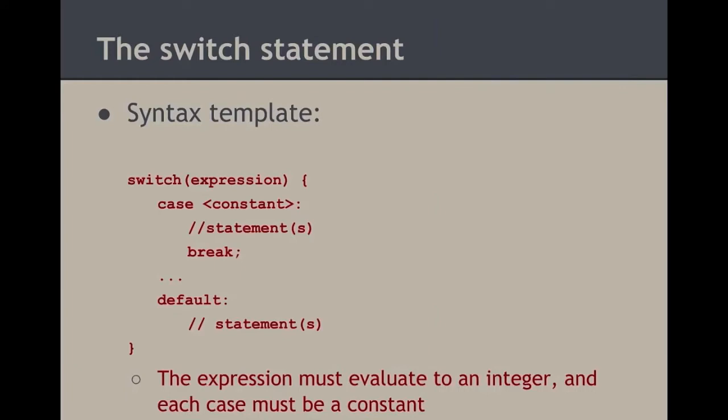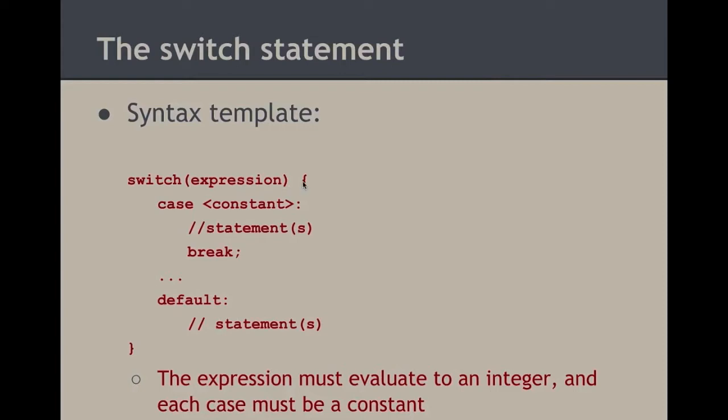Okay, so here's how it's going to look. We're going to have our switch keyword, and then inside a pair of parentheses we're going to have our expression, and that has to be an integer. Now integer in Processing can obviously mean int or long, but it also could mean char or byte, because those are also considered to be integer types.